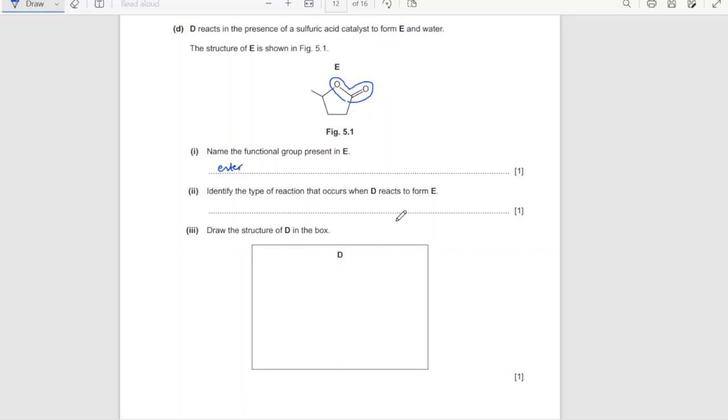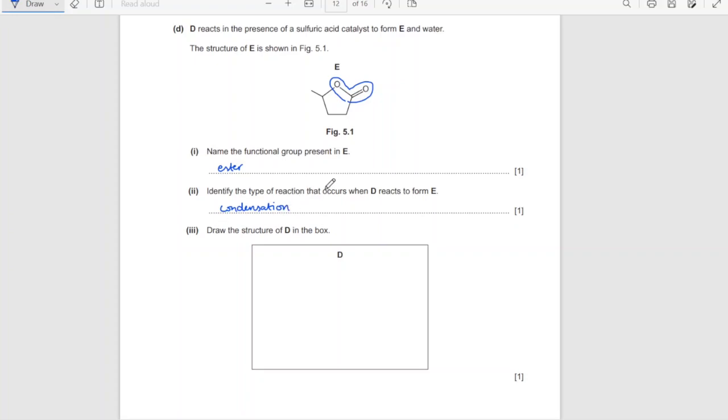Now, identify the type of reaction that occurs when D reacts to form E. Remember that esters are formed when a carboxylic acid and alcohol group come together. They make an ester, and water is the byproduct, small molecule that's eliminated. So we will write this as a condensation reaction.